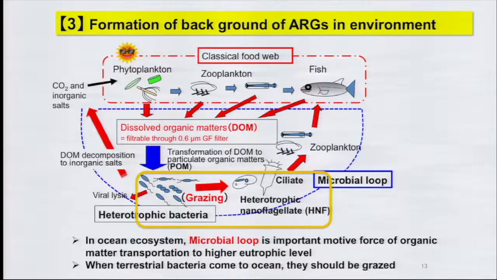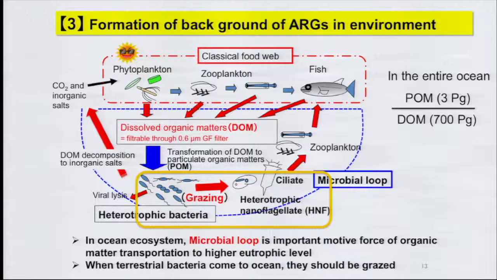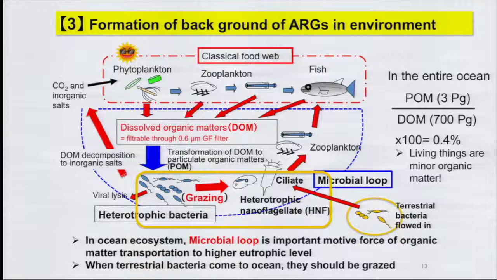Okay. So if you think about the biomass of POM, POM includes all living things, including bacteria. POM is 3 petagram carbon in the world. But if you look at the DOM, it is 700 petagram carbon. So it is very clear that living things are a very minor organic matter in the marine environment. So the bacteria are a very huge motive force to transport the DOM to higher trophic levels. So when terrestrial bacteria come to the ocean, they should be grazed as well as the marine bacteria.